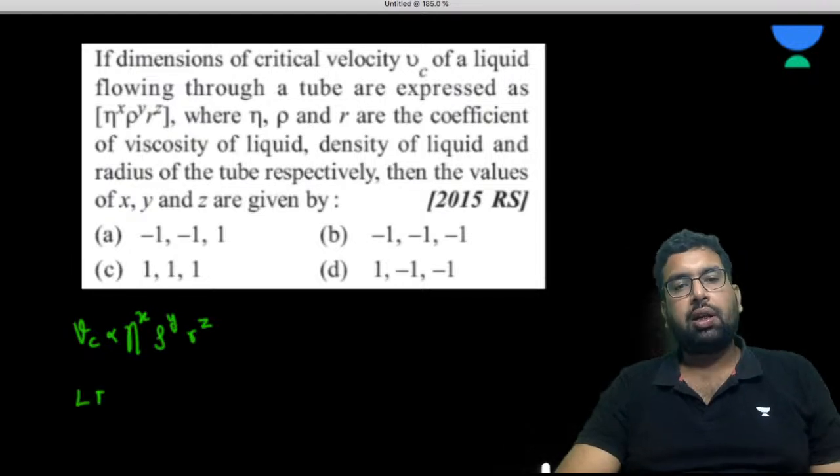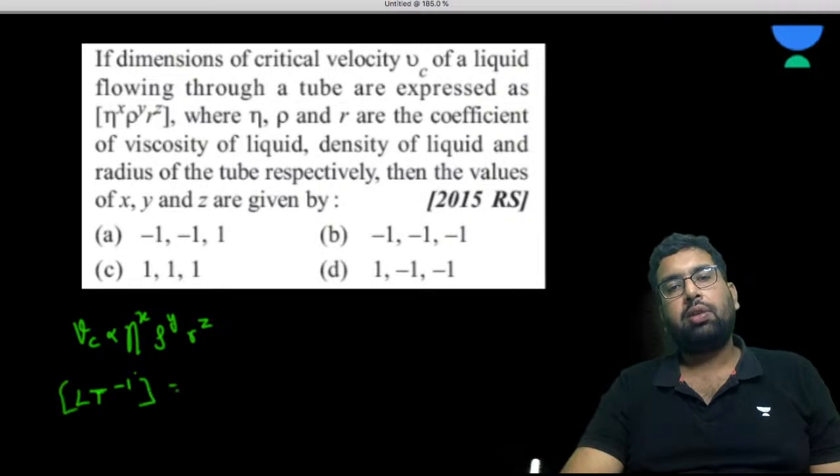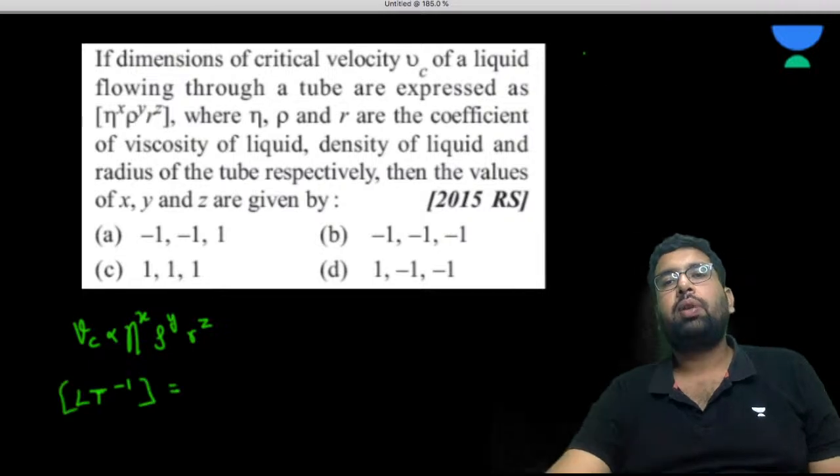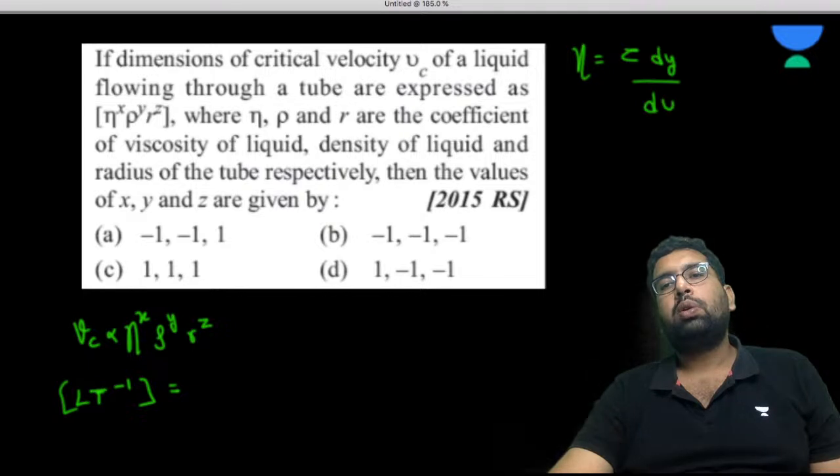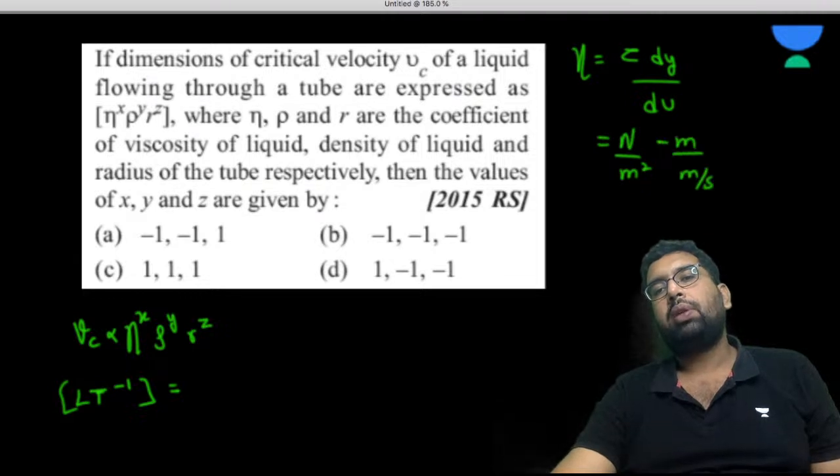What is the dimension of this? So this is LT minus 1. What is the dimension of the coefficient of dynamic viscosity? It is shear stress into dy upon du. So it is Newton per meter square, dy is meter and du is meter per second. So it is basically Newton second per meter square.